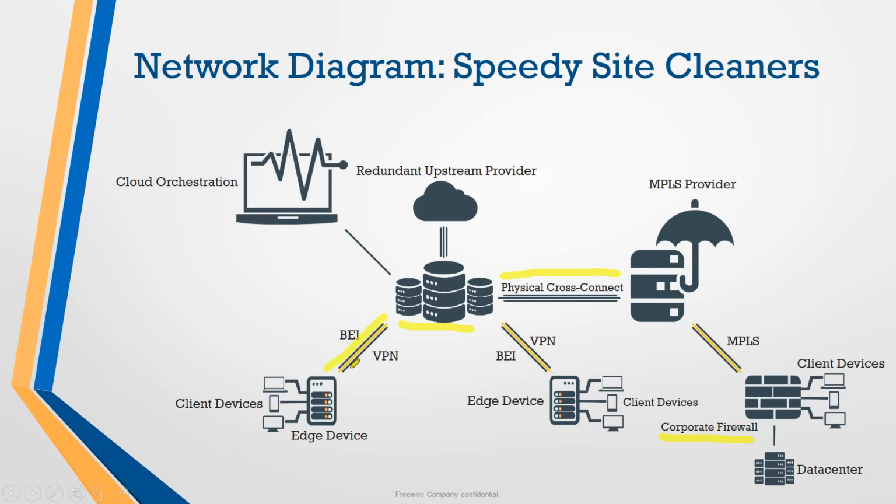So our multiple internet upstream providers at our mobile job sites create a VPN to our gateway. We have a physical cross-connect to the MPLS provider, giving us access to their corporate data. This is extremely scalable and easy to deploy using 4G cards or any available bandwidth at these remote sites. And again, we have our cloud orchestration to make sure everything is running correctly and perfectly.